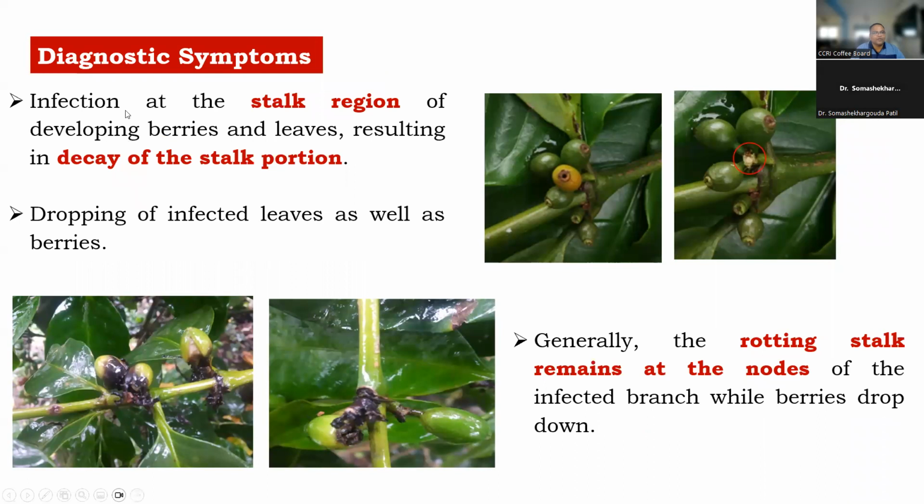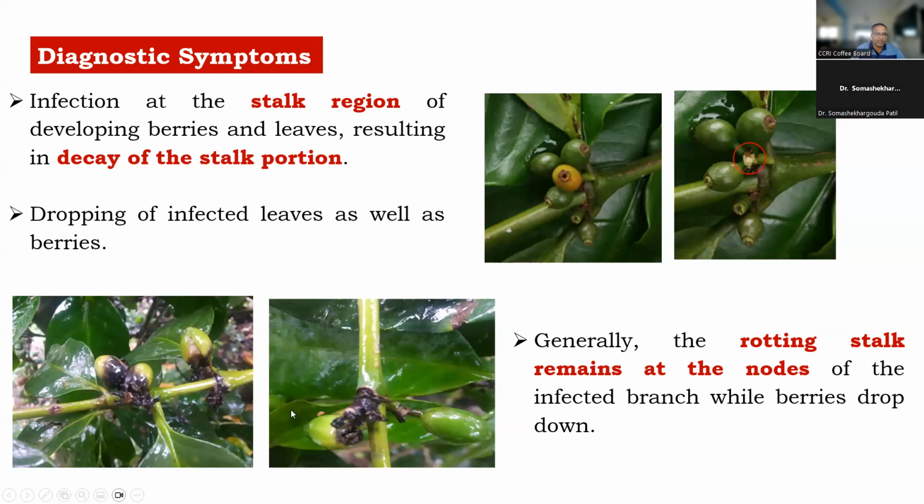The diagnostic symptoms of this disease are that the infection starts at the stalk region, and decay of the stalk portions is seen. Wherever such infected berries drop off, we will see a white growth of the pathogen in the infected part, that is the stalk region. Such infected leaves as well as infected berries will drop off. Generally, the rotting stalk remains on the branches, on the fruiting nodes, and the fruits drop off.